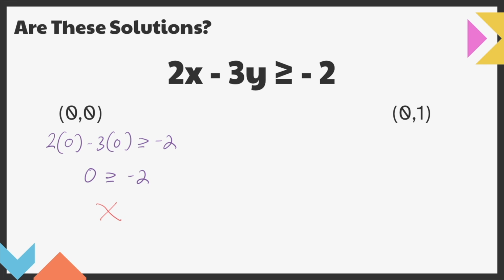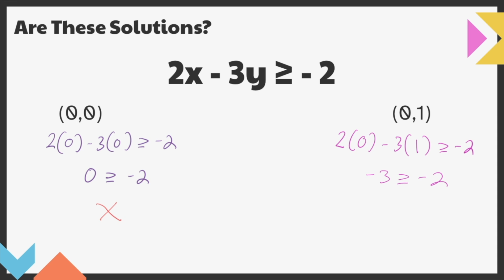Now let's try the other side where we've got (0, 1). So again, we've got 0 for x, but this time we've got 1 for y. So we're going to plug in everything that we have. 2 is going to get a 0 next to it again, but this time we're going to plug in 1 for y. It's greater than or equal to negative 2. We're going to do some math. 2 times 0 is 0. 3 times 1 is 3. And we end up with 0 minus 3, which is going to be negative 3. And we get negative 3 greater than or equal to negative 2.